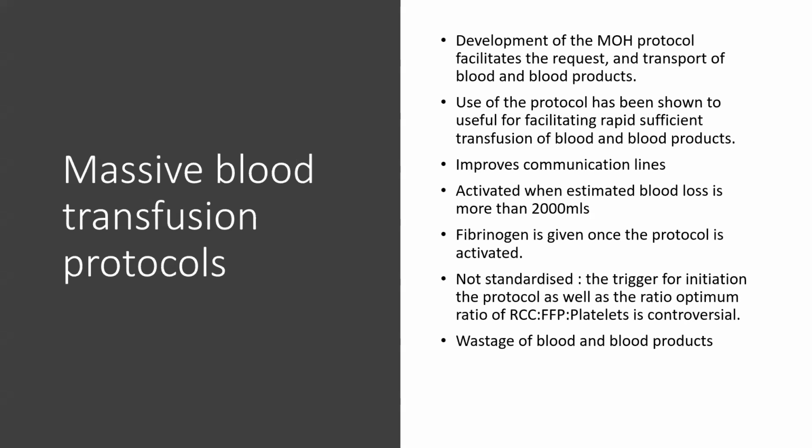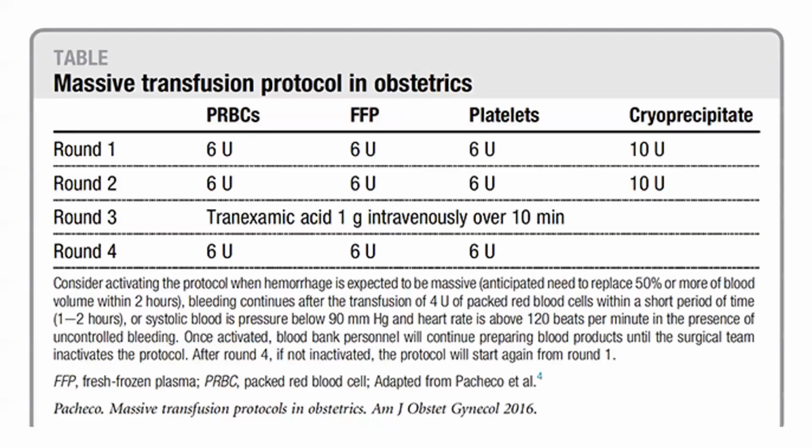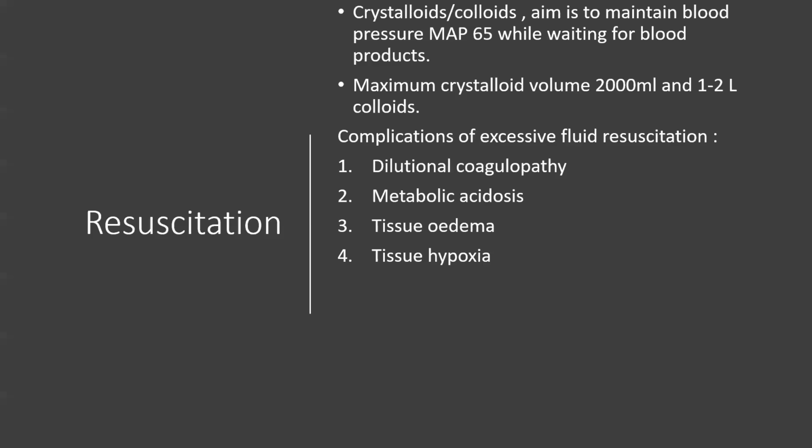The issue with the transfusion protocols is that sometimes we trigger them when there is no need. We overestimate blood loss, we trigger it, and we end up having wastage of blood. We're giving blood products that are not going to be given to the patient. That costs the state a lot of money. This is just an example from the American College of Obstetricians and Gynecologists, where they activate their own transfusion protocol. It goes according to round 1, round 2, round 3. As long as there's continuous bleeding, you don't deactivate the transfusion protocol until you stop the bleeding and the patient is responding to the resuscitation.